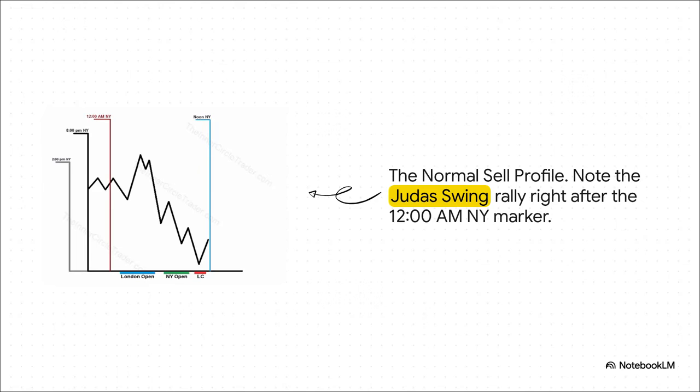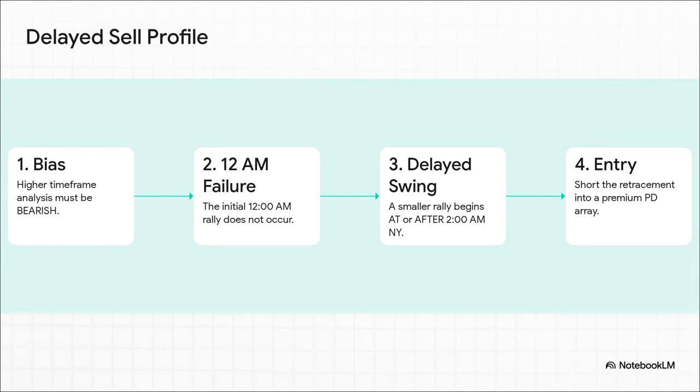move down begins. But what if you're watching at 12 a.m. and that rally just doesn't happen? What if the price just chops sideways or even drifts a little lower? Well, that's your cue to start looking for the delayed sell profile. The logic is identical, but that protraction stage, the Judas swing rally, doesn't kick off until 2 a.m. New York time, or a little after. You'd then look to short that smaller delayed rally.